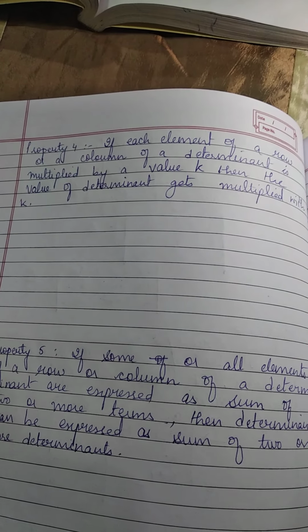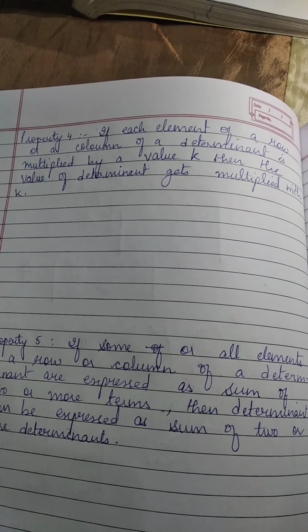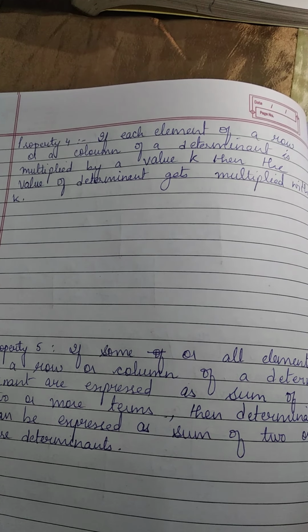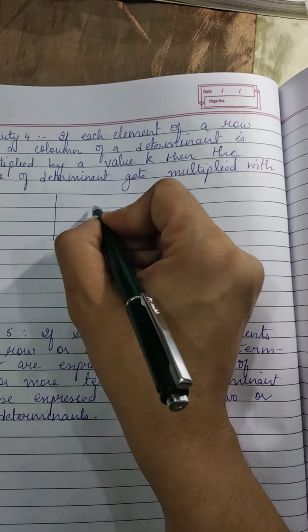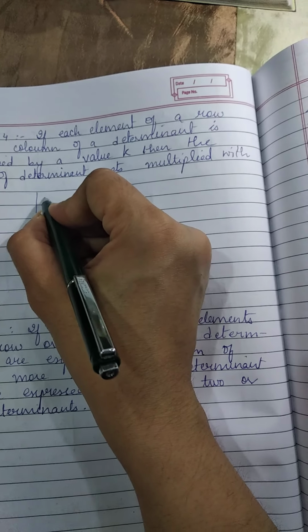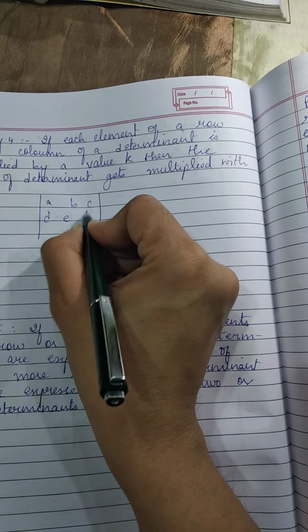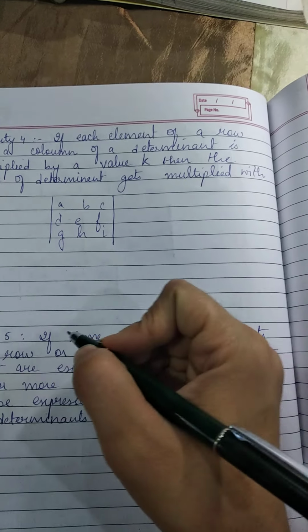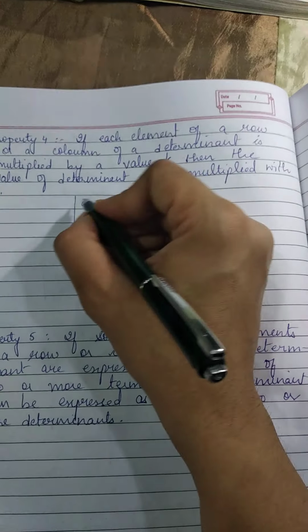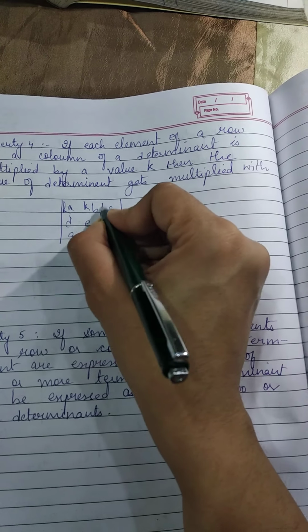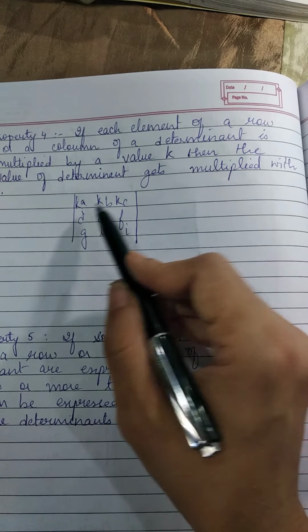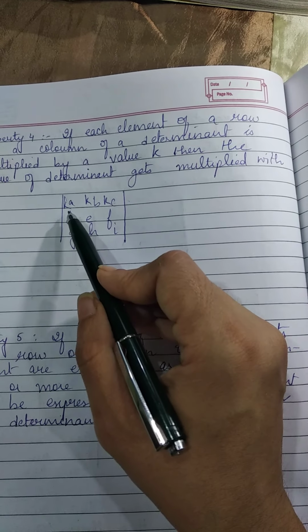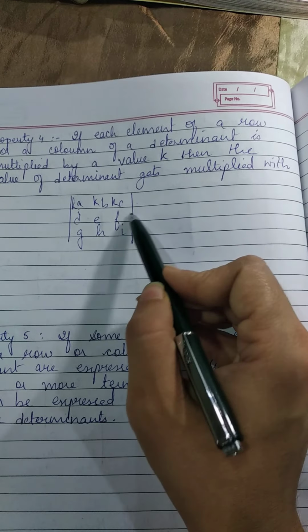Next we have come to property 4. If each element of a row or a column of a determinant is multiplied by a value k, then the value of the determinant gets multiplied by k. Now what does this mean? If we have a determinant, let's say this is A, B, C, D, E, F, G, H and I, and each element of a row is multiplied by k. Our initial matrix was A, B, C, D, E, F and G, H, I.